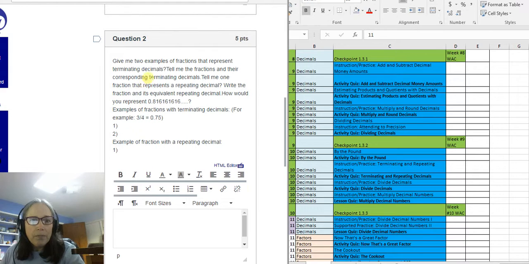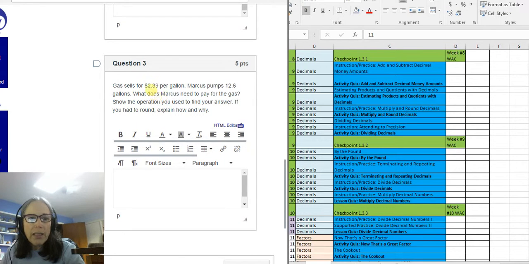I want example of fractions with terminating decimals. I want 2 of them here, 2 terminating ones, and 1 repeating one here. Okay?